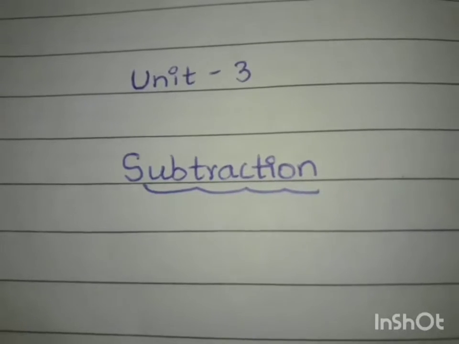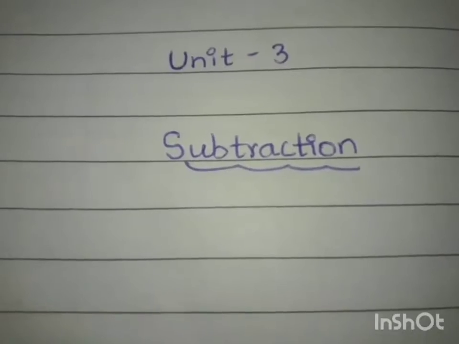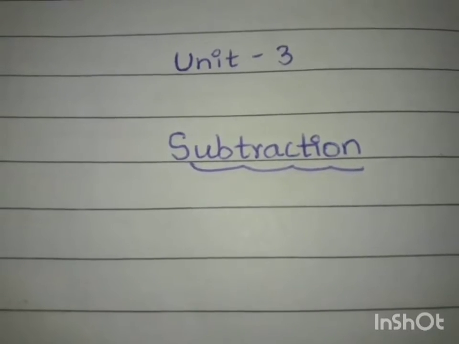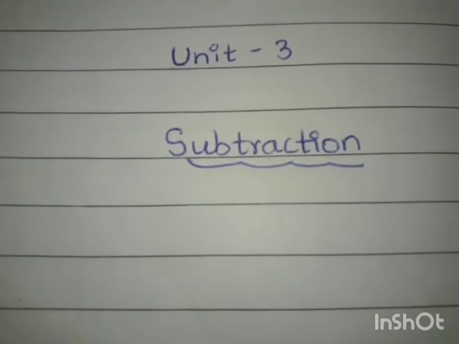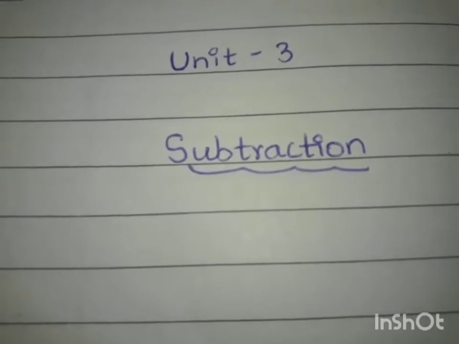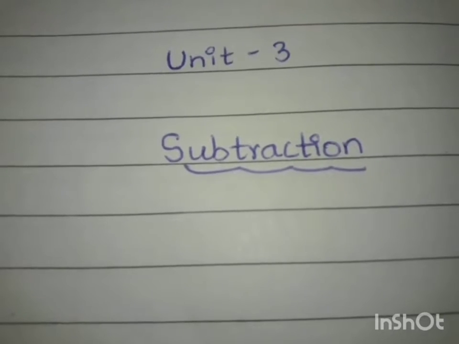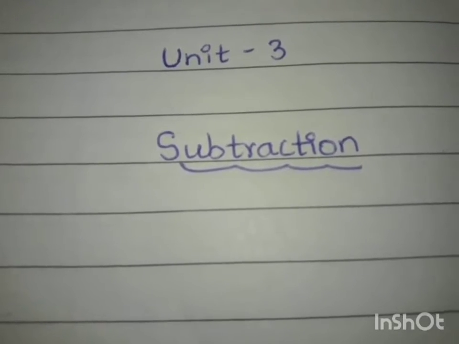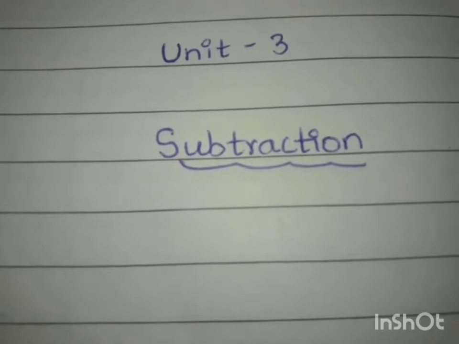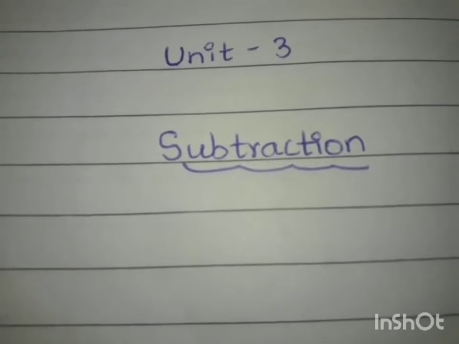Good day, students. Today we'll be starting a new unit, that is subtraction. Subtraction just means that we are removing something from the given number. For example, imagine that you have 10 chocolates and you have given 5 of your chocolates to your friends. Now, how many chocolates are remaining in your hand? That will be 5. So, that is called subtracting. You are removing 5 chocolates from the 10 chocolates that you have.